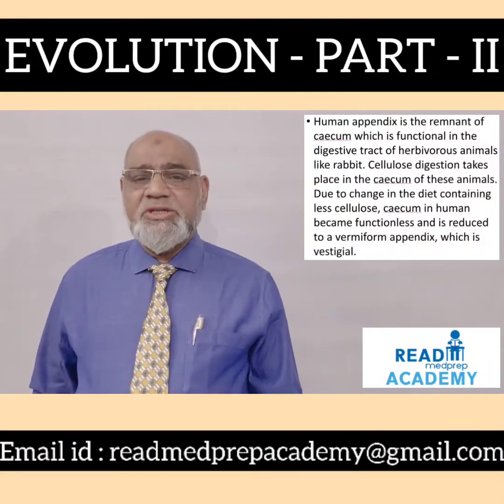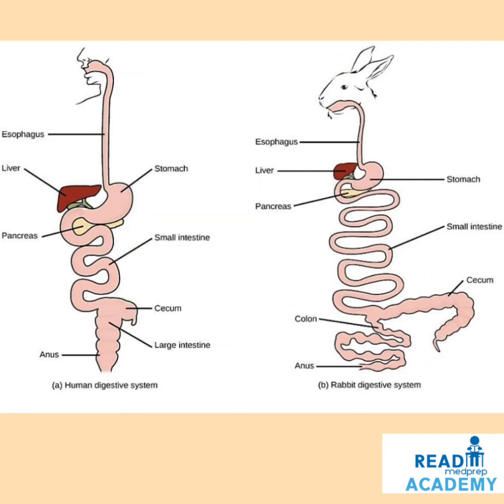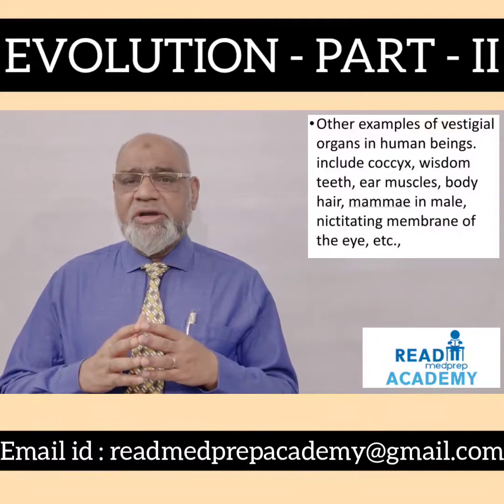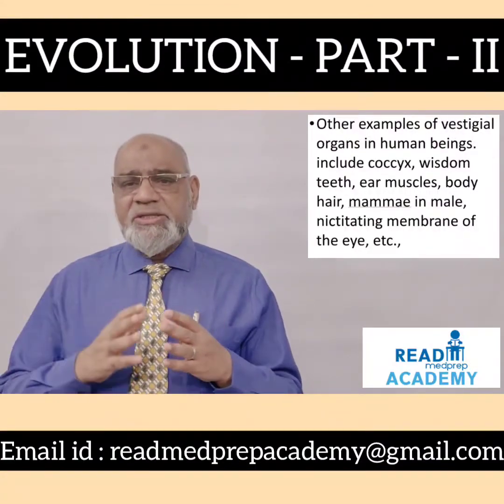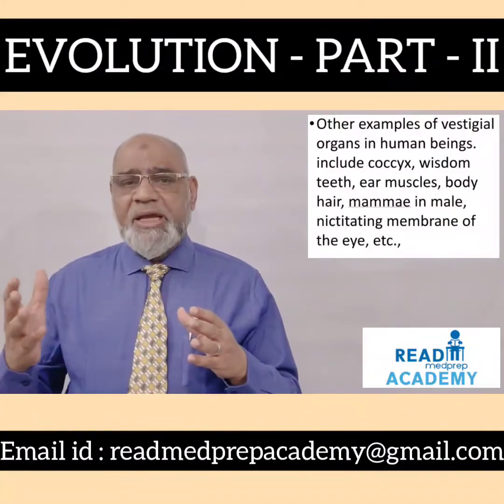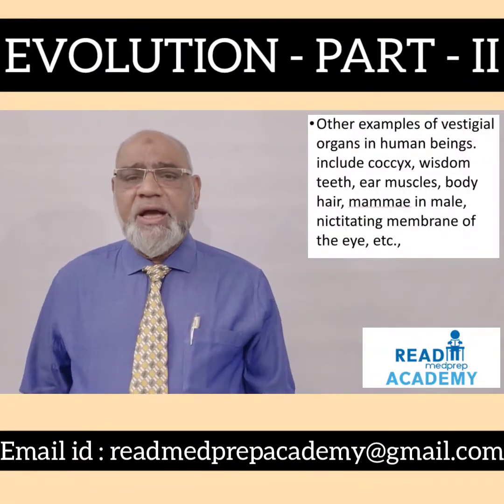appendix which is vestigial. Here in this image you can see the human digestive system on the left side and the rabbit digestive system on the right side. In the human digestive system you can see the cecum is reduced and the vermiform appendix is vestigial, whereas in the rabbit digestive system you can see the cecum is well developed where the cellulose digestion occurs. Other examples of vestigial organs in human beings include coccyx, wisdom teeth, ear muscles, body hair, mammae in male, nictitating membrane of the eye, etc.